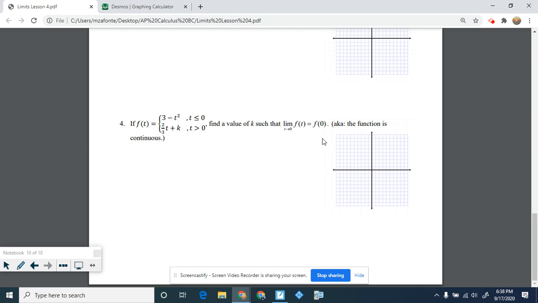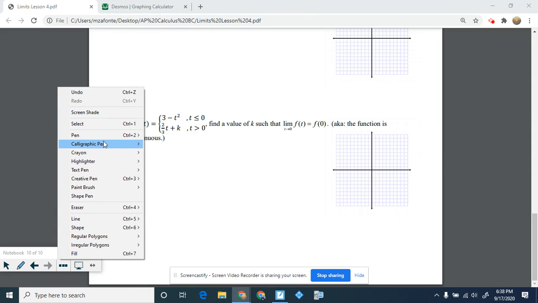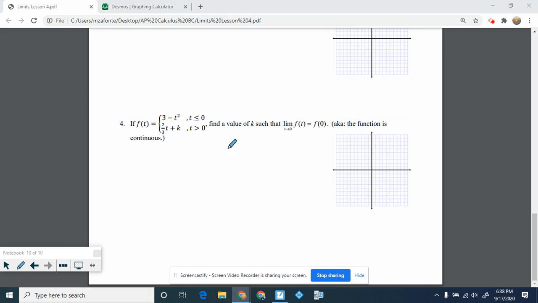Then you can see Mrs. Haas here put a nice little note, aka you're basically finding a value of k that makes the function continuous. All right, let's rock and roll. So let's try and do it without the graph, and then we'll use the graph as a fortification, if that makes any sense. So again, you're like, I don't know, what do I do? Well, just take a look at this limit right here. You know how to do limits.